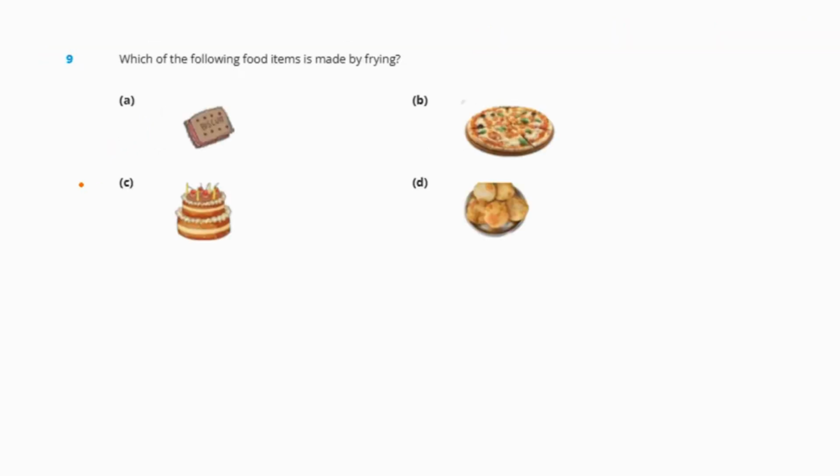Next, which of the following food items is made by frying? Yes, here you can see the picture. First one is biscuit, second one pizza, and third one cake, and fourth one is puri. So which of these is made by frying?